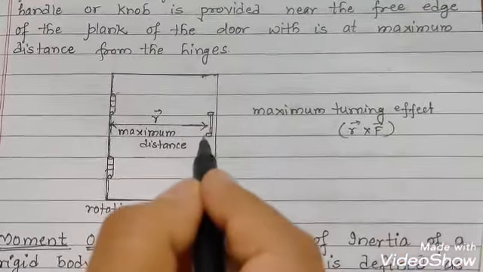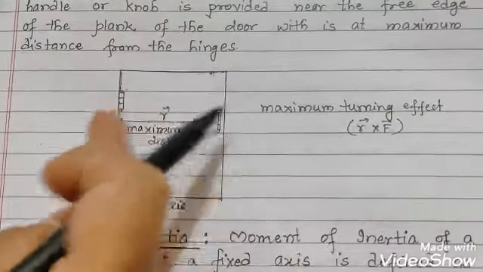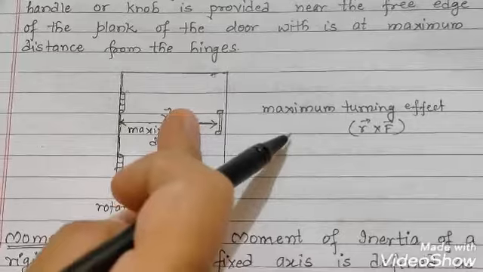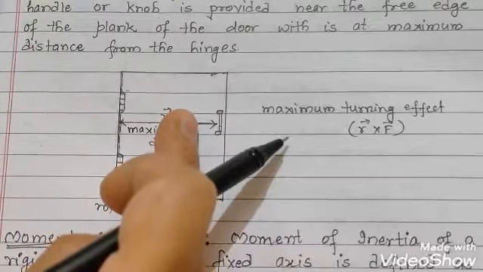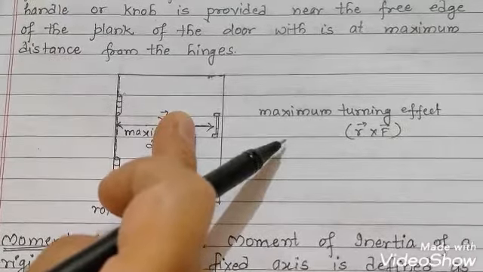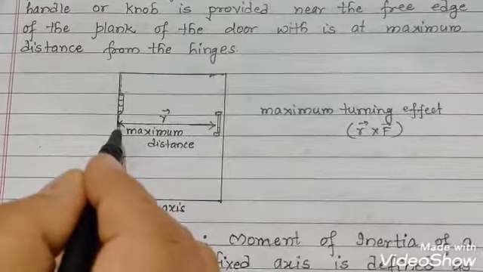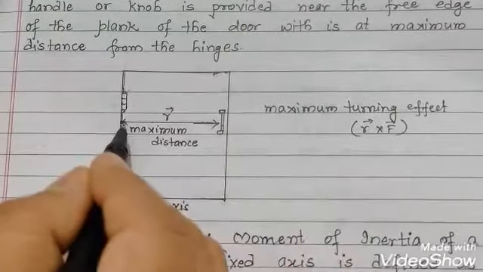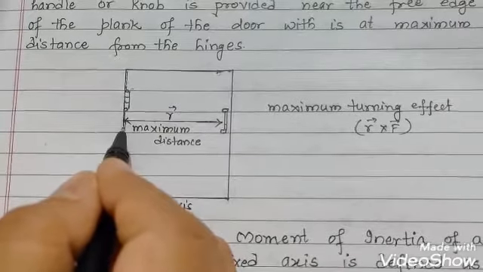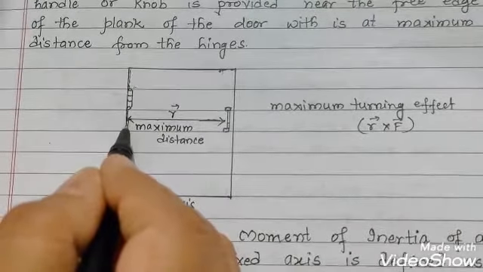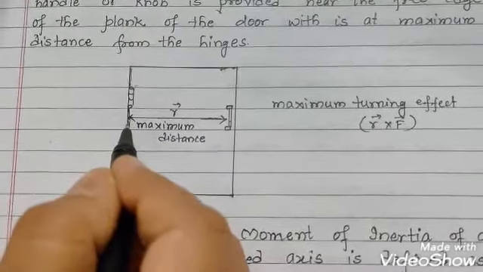If I take this knob a little closer to the hinge, then to produce the same turning effect I have to apply more force. If the knob is right at the hinge, it is not possible to open the door by applying force there. Even the maximum force you can apply at the hinge cannot open or close the door.